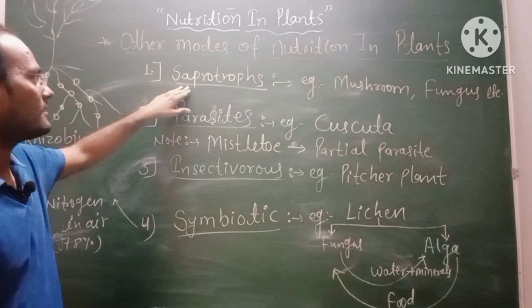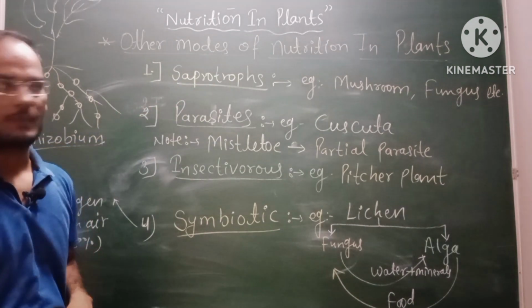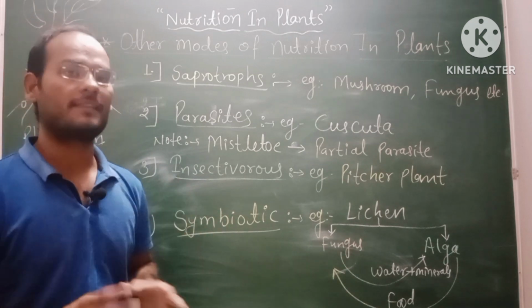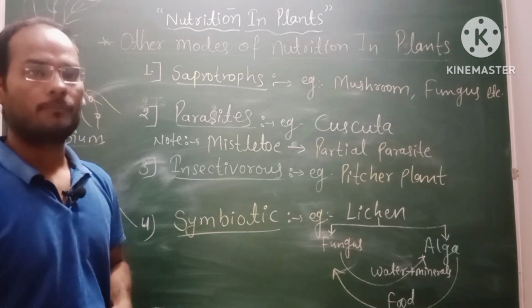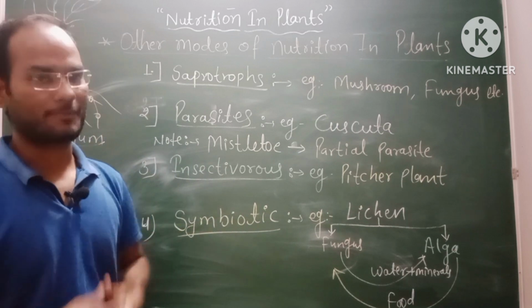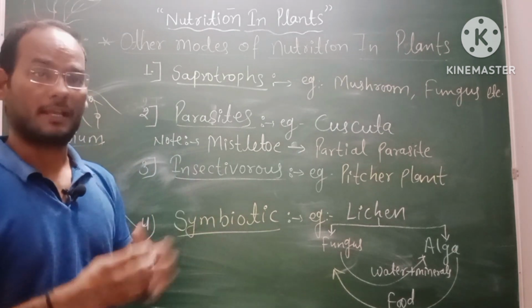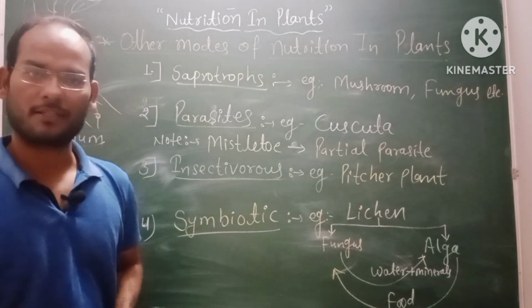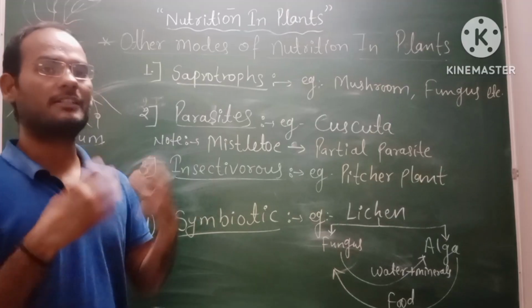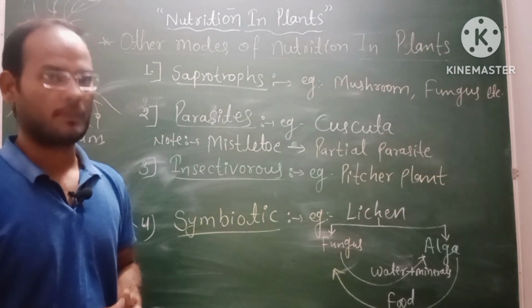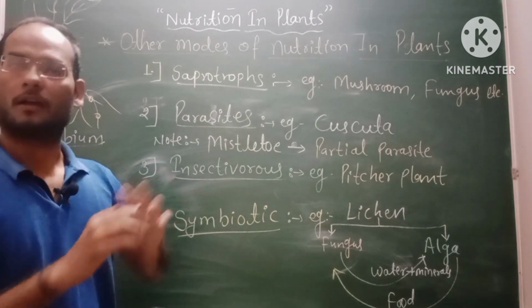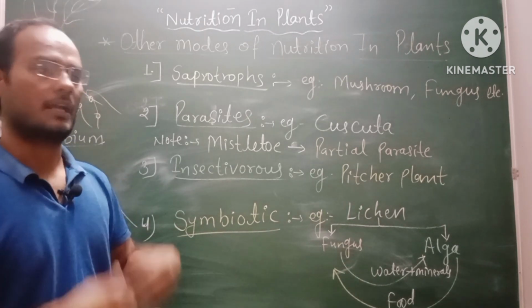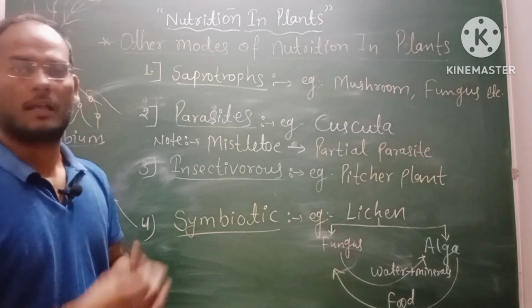Okay, so first is saprotrophs. What is the meaning of saprotrophic nutrition? Those plants which obtain their food from dead and decaying organic matter. Is that clear? Then how do they get their food from the dead and decaying organic matter? They secrete a special type of digestive juice on the dead and decaying matter, and this digestive juice converts it into a solution. Is that clear?